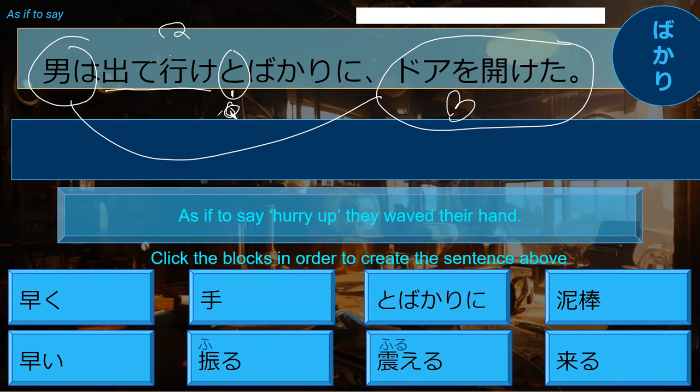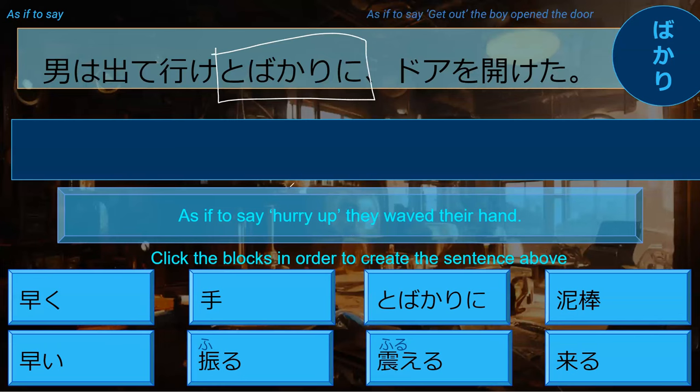So dete ike means get out. That's a ike is imperative form, right? That is an order, go. And deru means to appear or to leave. So here it means go away. So as if saying go away, the boy opened the door. So this is one of those many ways to say as if to say something in quotation marks.